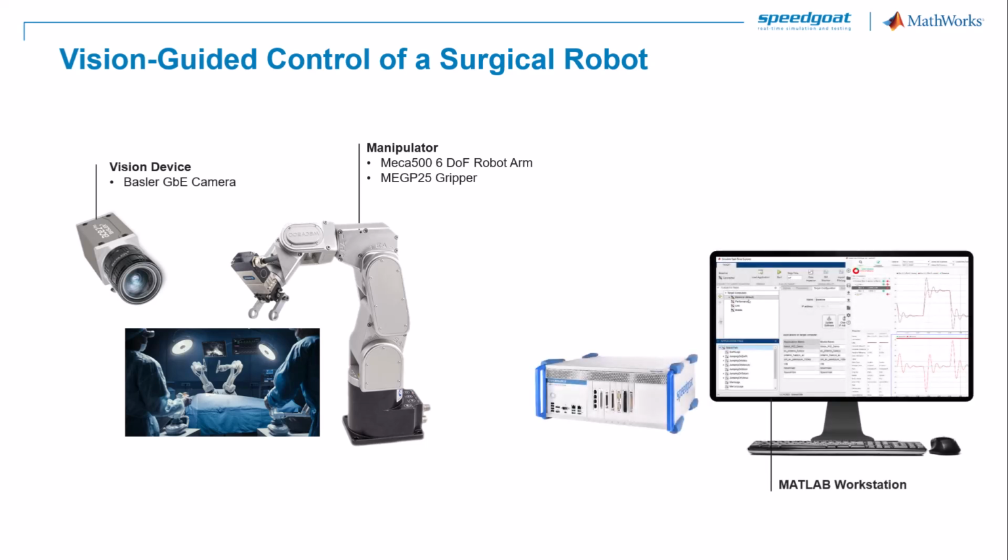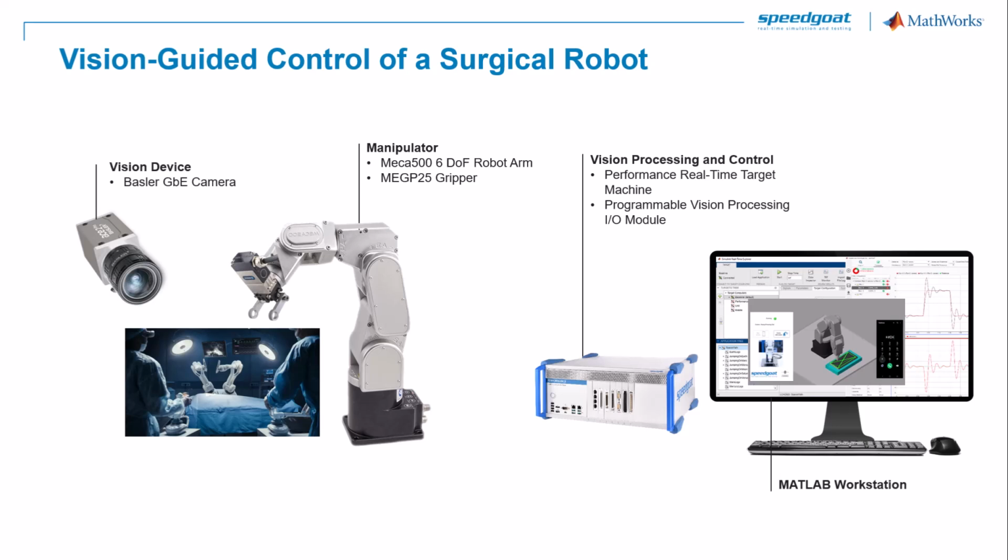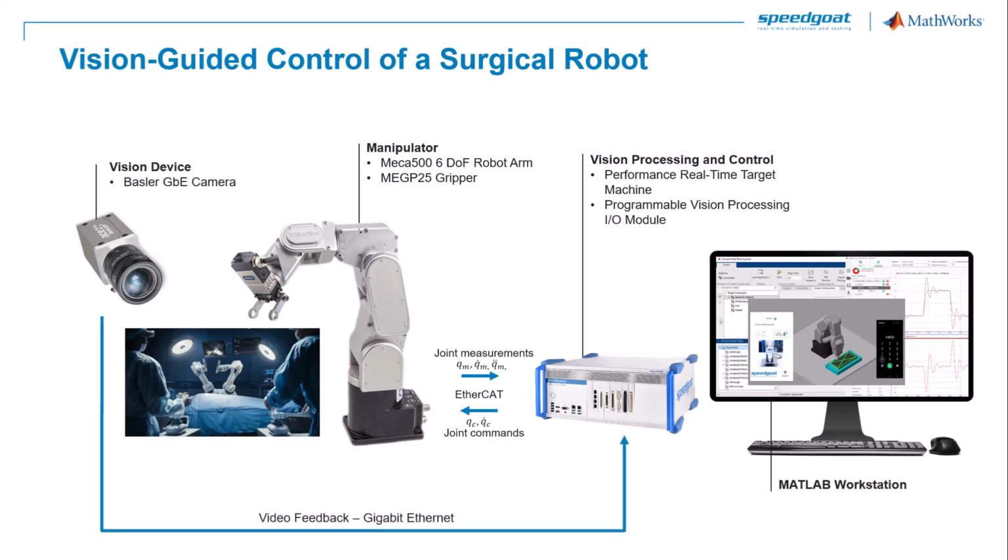A Speedgoat performance real-time target machine will handle this task, as well as generating movement commands for the robot to pick up and remove the respective parts. The communication interfaces in this example are gigabit Ethernet for the camera input and EtherCAT, a widely used industrial protocol, to control robot arms. These can be any of the protocols that are needed in the medical industry. Additionally, we have the challenge of processing high resolution video in real time, which requires a lot of processing power.